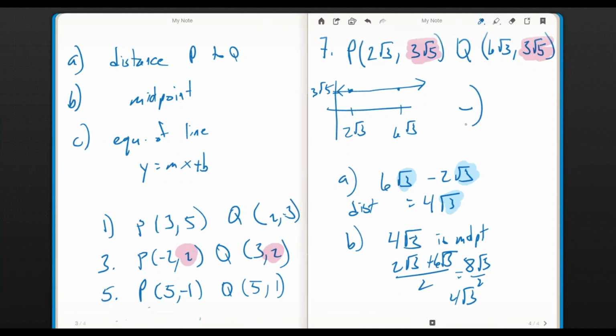And then the last question on this one is to find the equation of the line. Every y value in this problem is 3 root 5, so the equation is simply y equals 3 square root 5. Okay, so that is the solution to numbers 1 through 7.